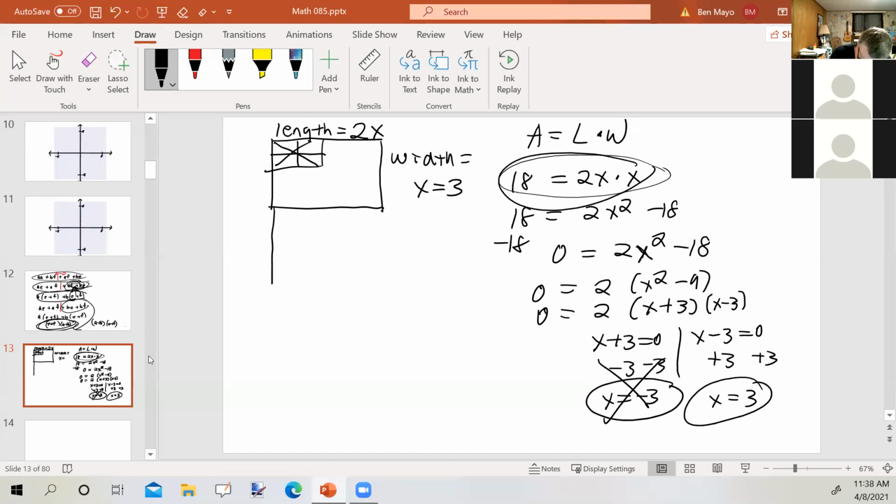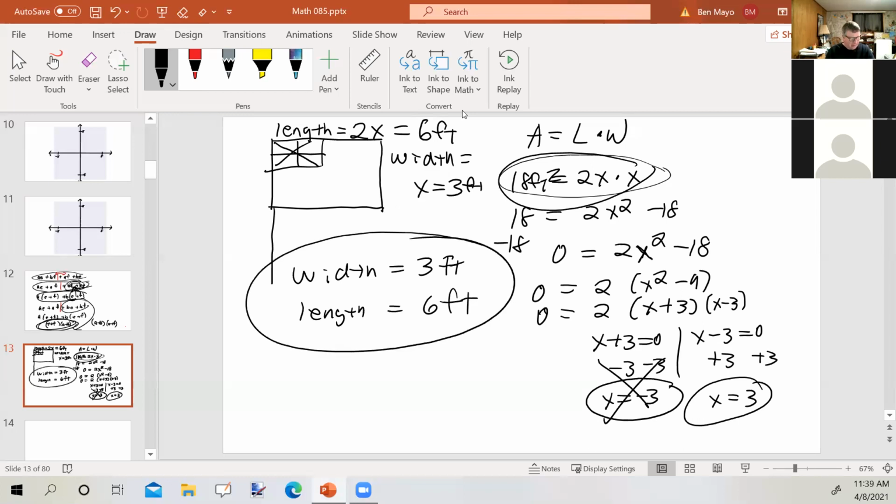So this would be 3. 2x would be 6. The only thing we're missing are units. Now, it said that the area was 18 square feet, so each of the dimensions would be feet. So the width is 3 feet, and the length is 6 feet. Any questions about this problem before we go on?